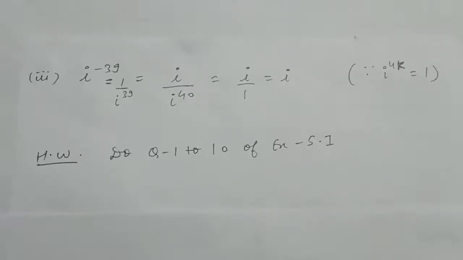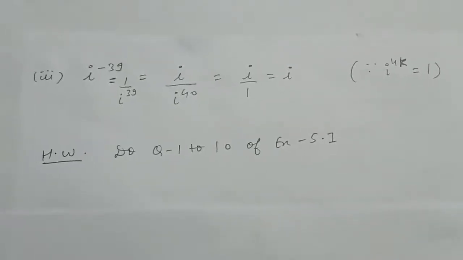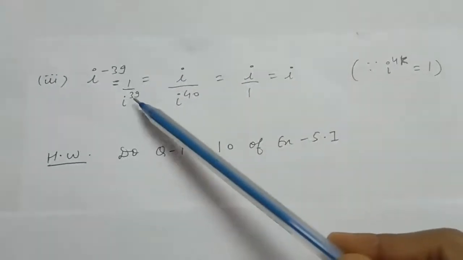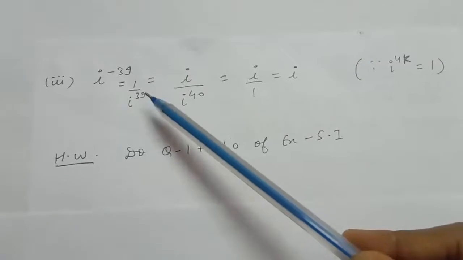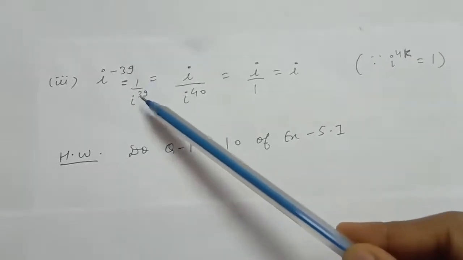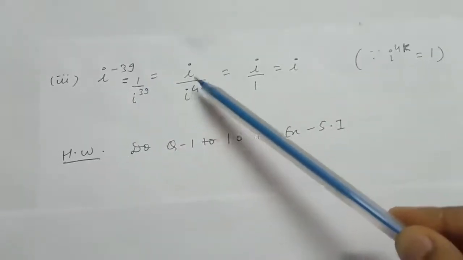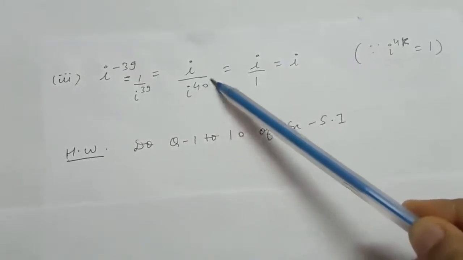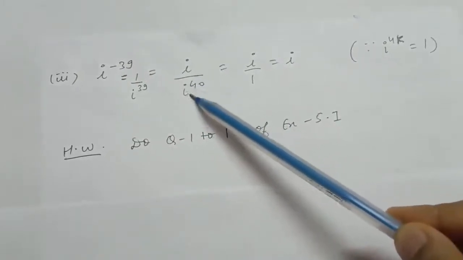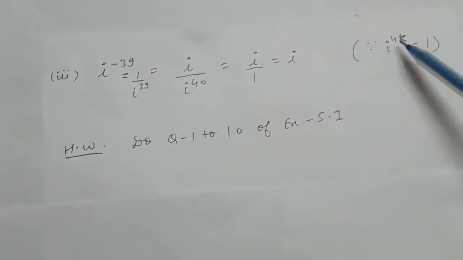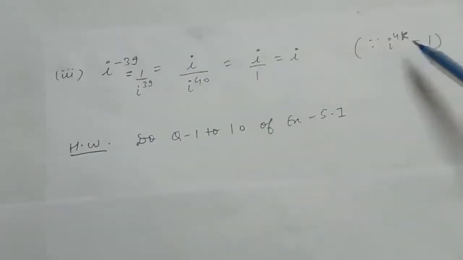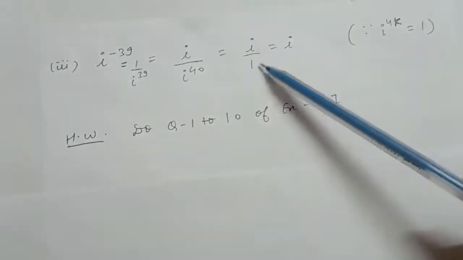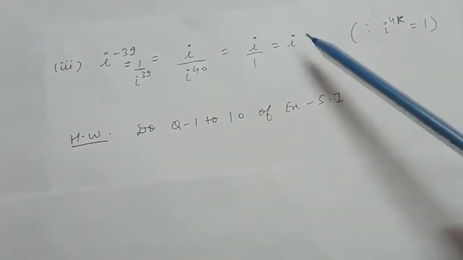Now next is iota raised to the power minus 39, which can be written as 1 upon iota raised to the power 39. Now multiplying numerator and denominator both with iota, so you will get iota upon iota raised to the power 40. Now this is a multiple of 4 and we know that iota raised to the power 4k is 1. So this will be 1 and here iota as it is. So the value is iota, right?